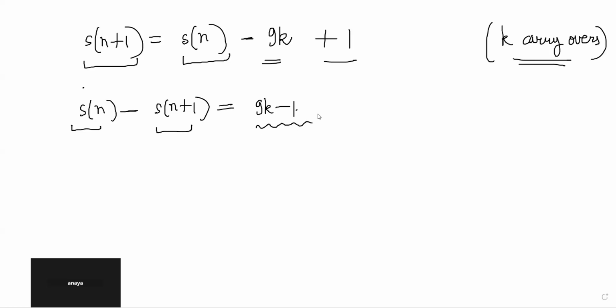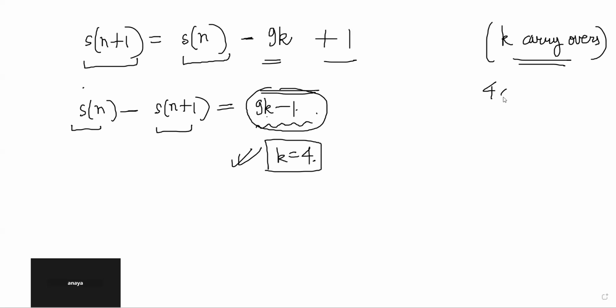Right. Correct. So the smallest number here, if you put 1, you will not get something. 2, you will not get it. 3, you will not get it. 4, you will get it, right? That's the first time you are getting 9k minus 1 divisible by 5, right? Yeah. K smallest is 4, right? Yes. Which means 4 carryovers must happen at least.